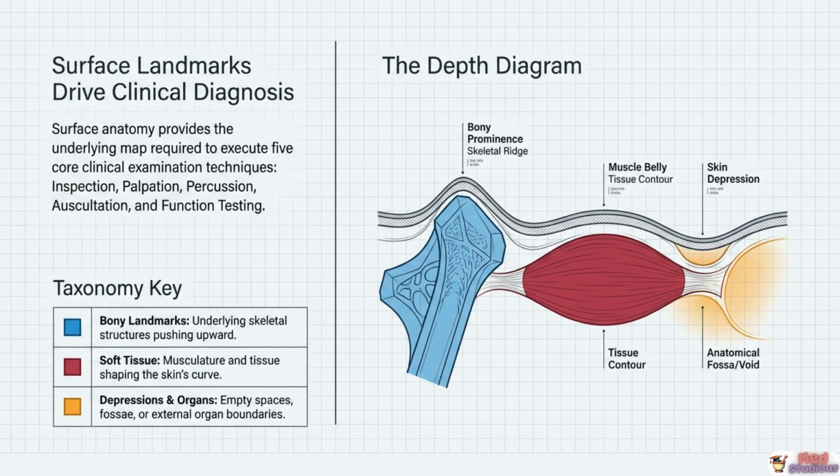Auscultation, listening with a stethoscope over key surface sites. And function testing, assessing movement, strength, and range of motion. Without a reliable map of what lies beneath the skin, none of these techniques can be performed accurately. The depth diagram on this slide reveals why. A bony prominence creates a skeletal ridge at the skin surface. A muscle belly creates a tissue contour and bulge. And a space, or fossa, between structures creates a skin depression or anatomical void. Each surface finding tells a specific story about the underlying anatomy, and that story is what drives clinical diagnosis.